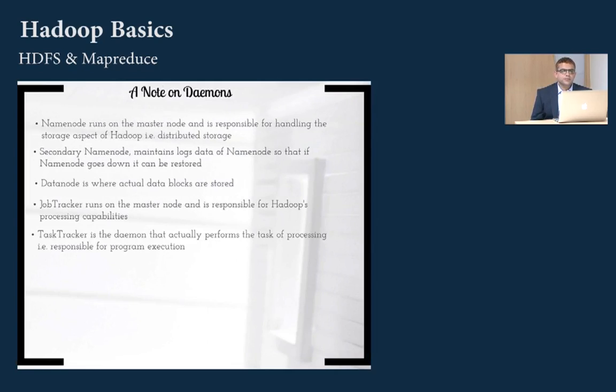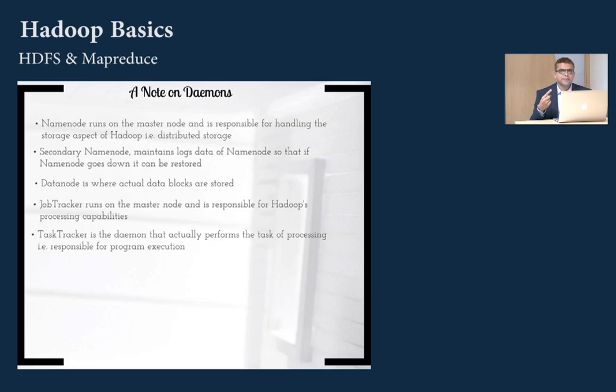The name node runs on the master and is responsible for the storage aspect of distributed storage. The secondary name node maintains logs of data. The data node is where actual blocks are stored. The job tracker runs on the master and is responsible for processing capabilities, and the task tracker is the daemon that performs tasks for processing the data. So, a quick check: name node for storage master, data node for storage slave, secondary name node for name node backup, job tracker for processing, task tracker slave for processing.